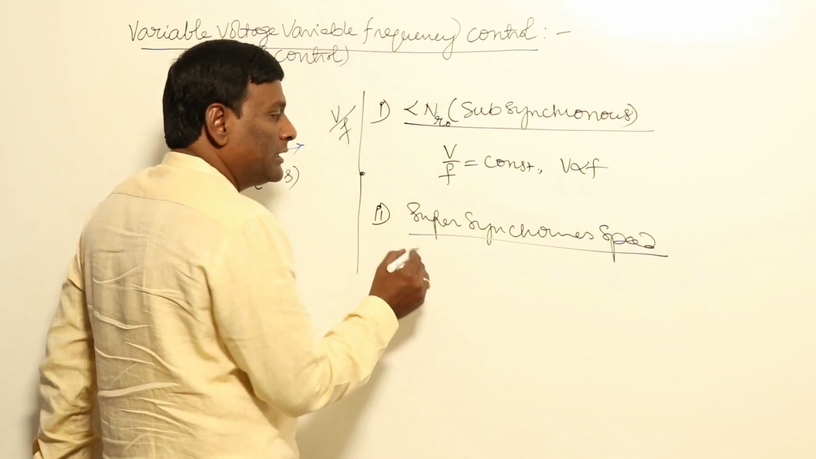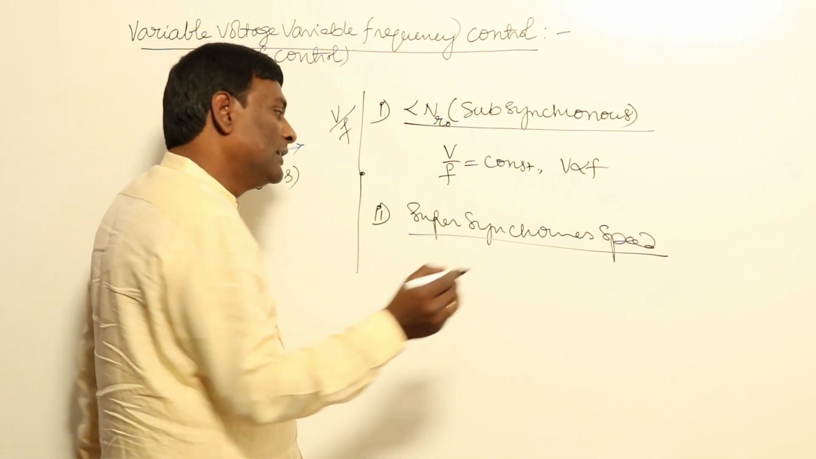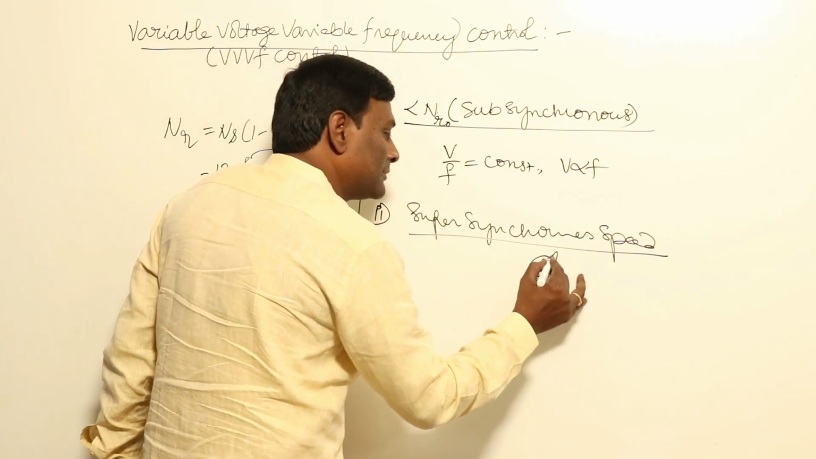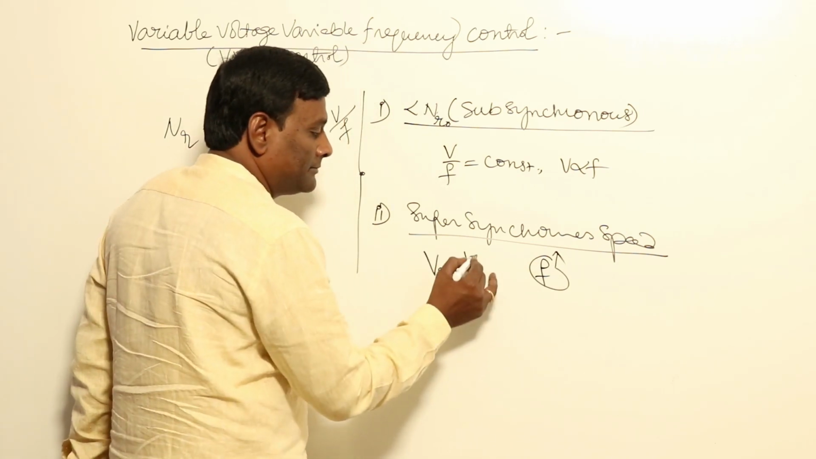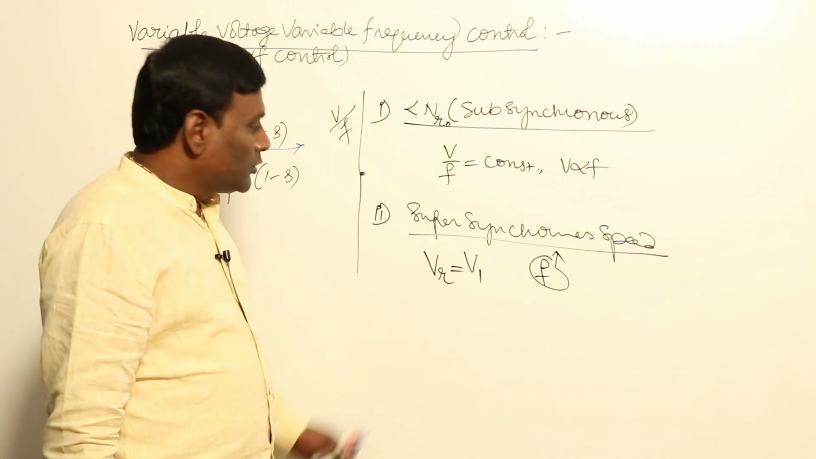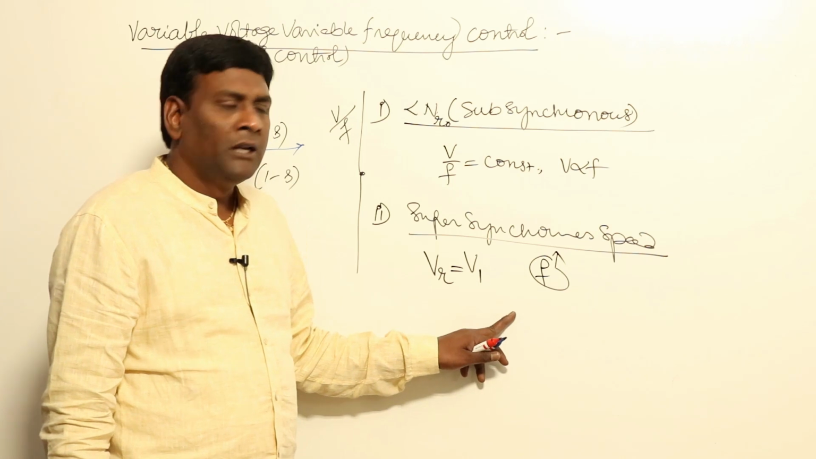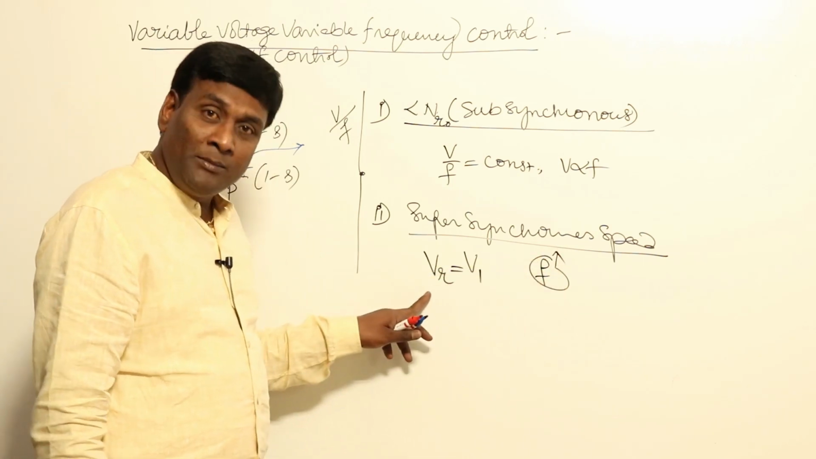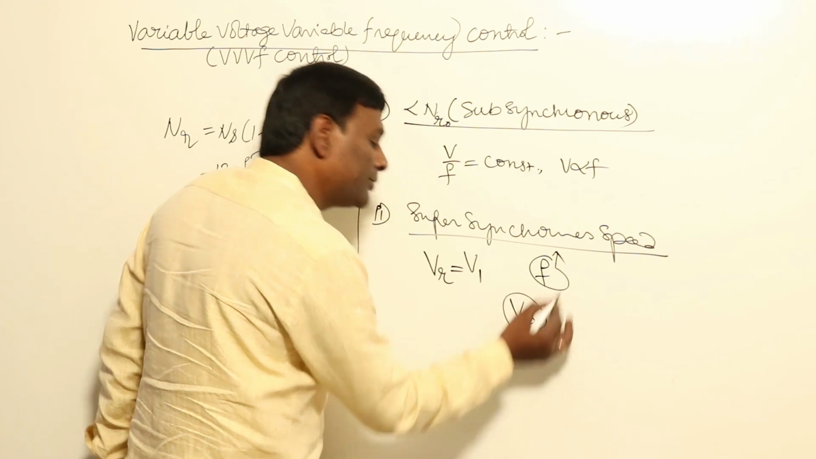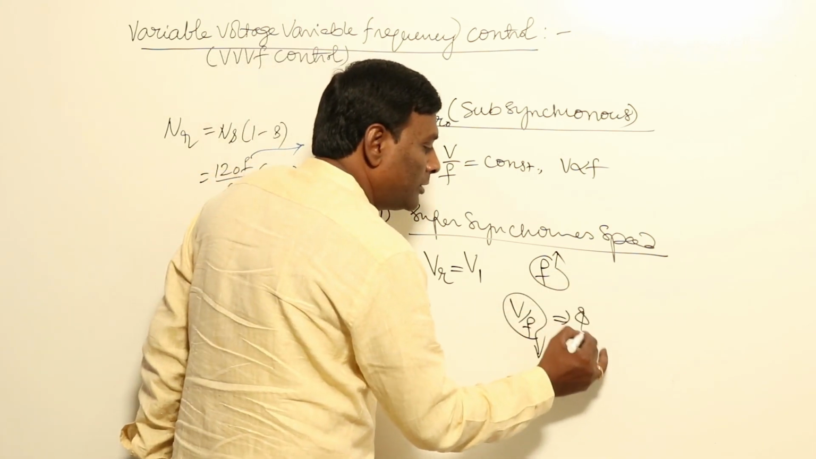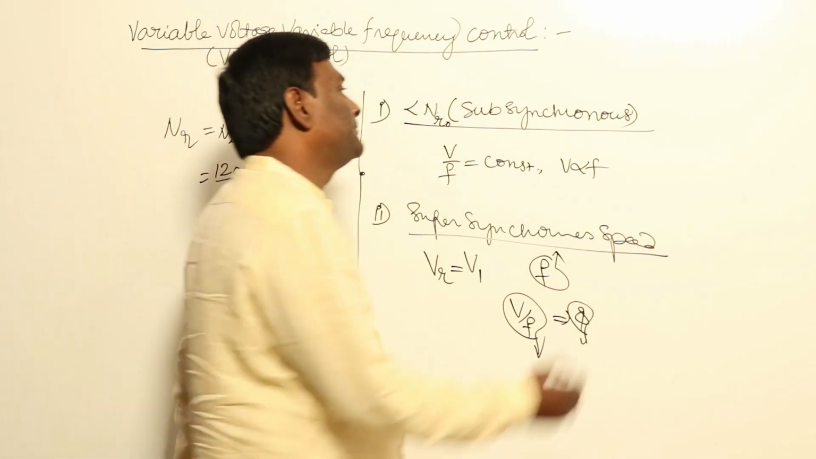So in super synchronous speed, we increase the frequency, but the voltage can be the rated voltage only. There is no concept of maintaining V by F constant; let the frequency increase, the voltage will be the same. That means V by F is going to be reduced, which means the operating flux is going to be reduced. Now let us think of subsynchronous speed.